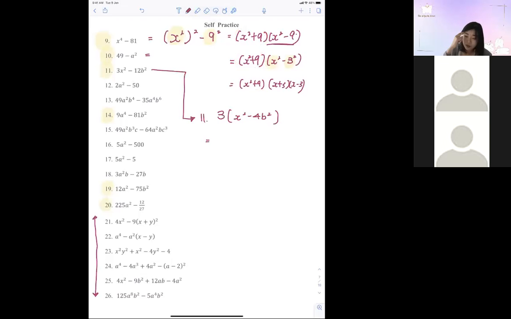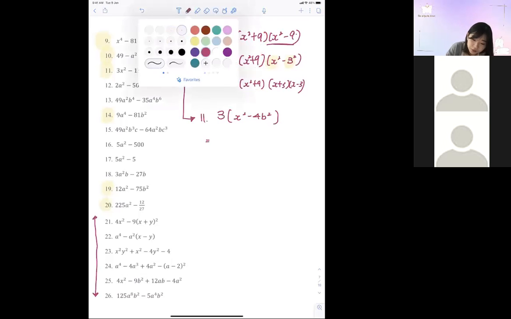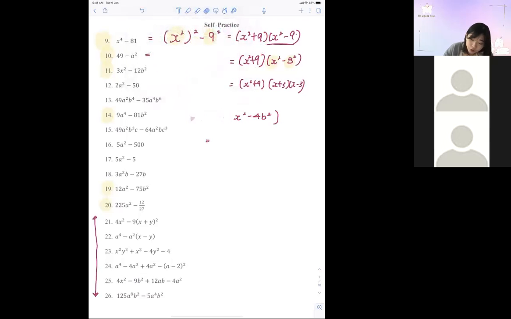Right? Okay, good. Both of you got question 11 correct. Next one, question 14, same thing. Even though 9 and 81 are both square numbers, you need to take out common factor first. Okay, take out the common factor 9. Then can continue. Okay, well done.